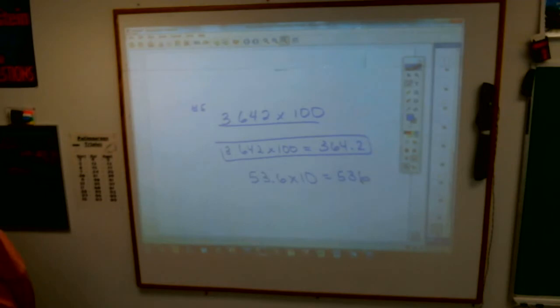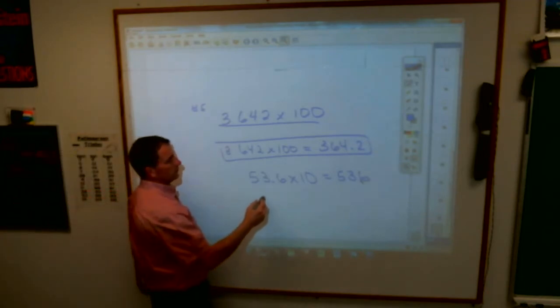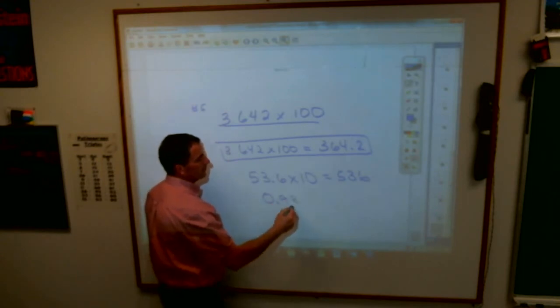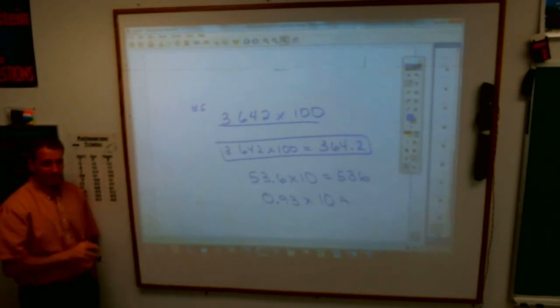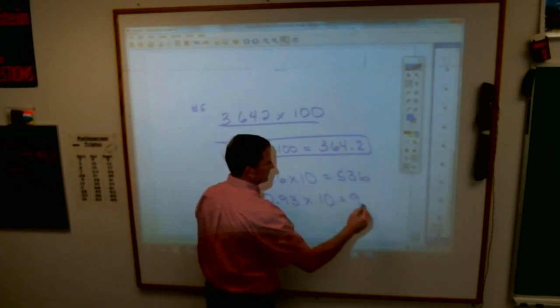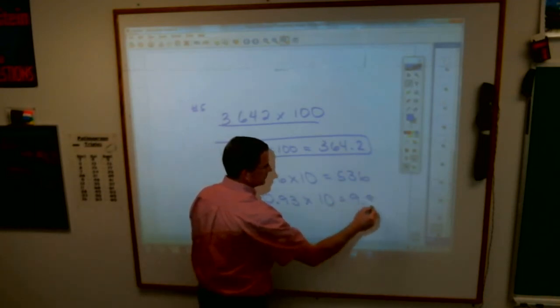Or how about this? What if it was 0.93 times 10? What is 0.93 times 10? Madison Sittler. 93. How many zeros in 10? Move the decimal one place right. Is it 93? 9.3. 9.3. It's a pretty simple little thing here.